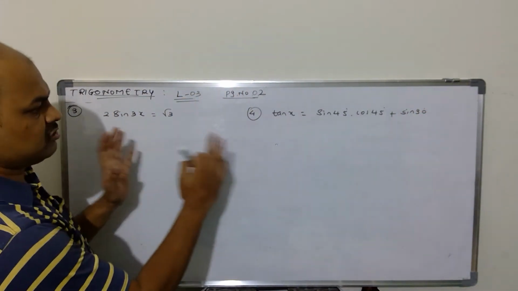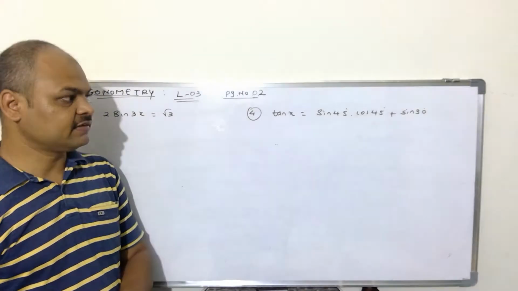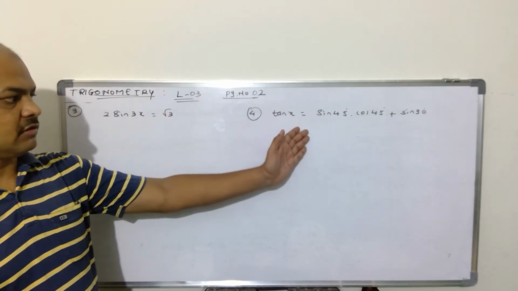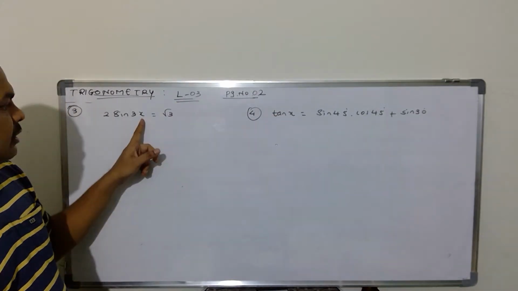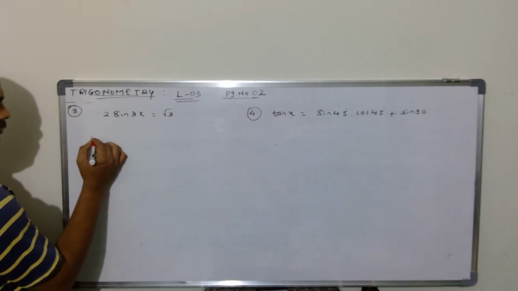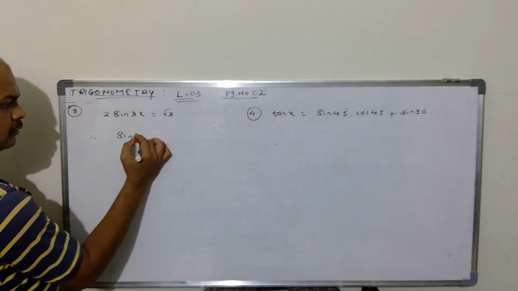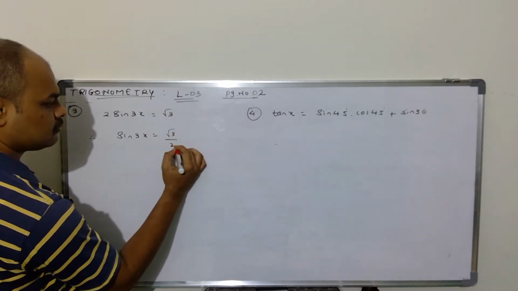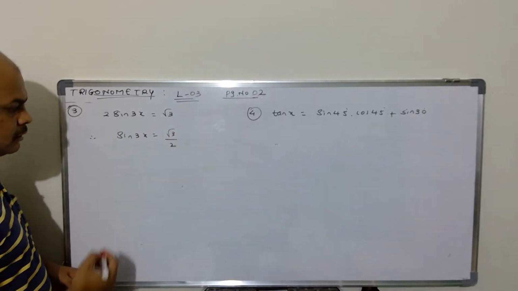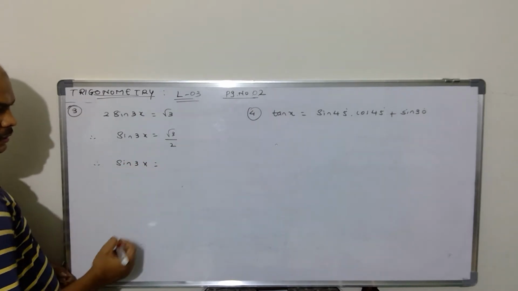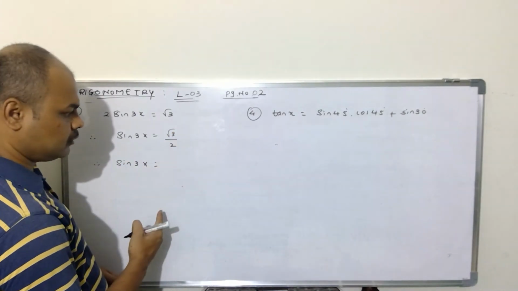Okay, both the questions have the same format. They said what? Find the value of x. Sometimes they say solve this equation. Solve means what? Find the value of x. Okay, let us start with this one. So here, first of all, this 2 should be transferred to the right hand side. So it is now root 3 upon 2. Okay, now in that table, root 3 upon 2.